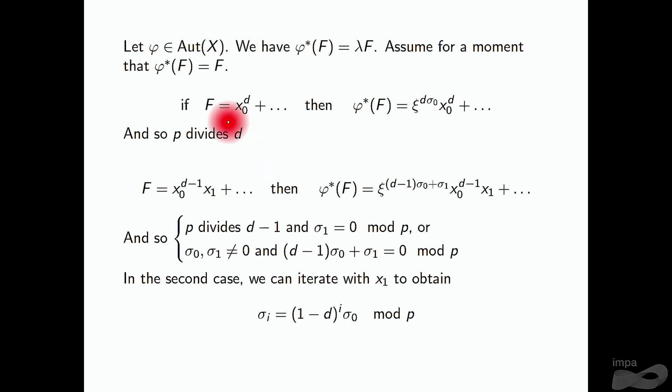Okay, you apply your automorphism, you get psi to the d times sigma 0. And you obtain that this has to be 1, so p divides d. Very simple. That's one option: the prime p could divide d. Then the other possibility is that the form starts with x0 to the d minus 1 times x1. And now you have two options. Because okay, here's the application of the automorphism.